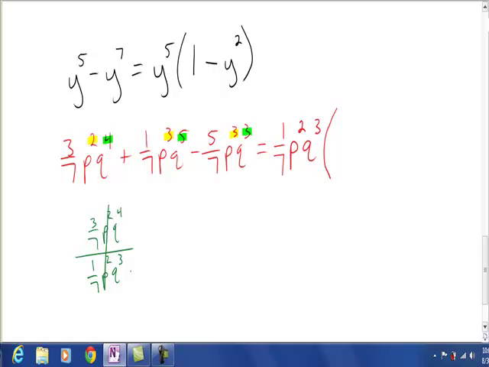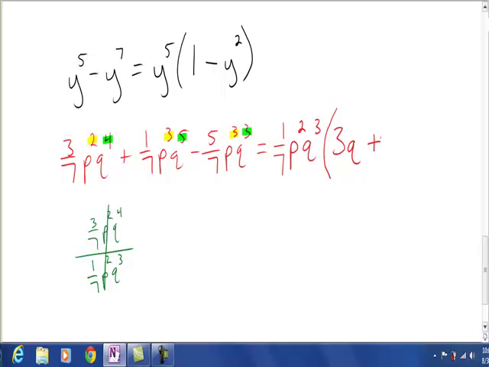Now the fraction part. What is 3/7 divided by 1/7? Well, it's 3. The 7's cancel each other out. You've got 3 over 1 remaining. Okay? 1/7 times 3 is 3/7. That should make sense. So my answer here is 3q. That's all that's remaining of the first term. I factored out the 1/7, I factored out both p's, and I factored out 3 of the 4 q's. Alright, then we have plus.